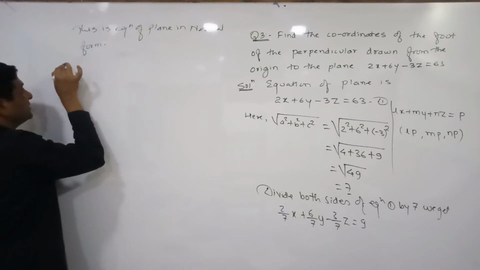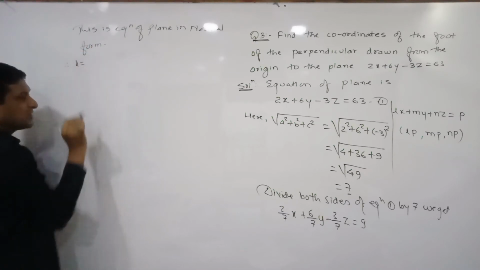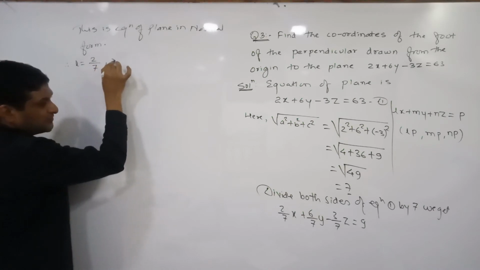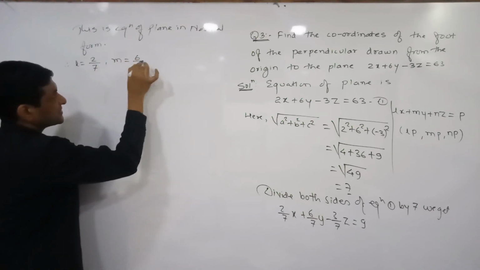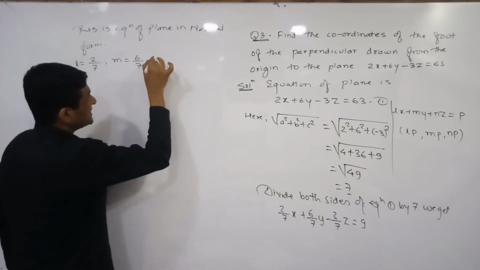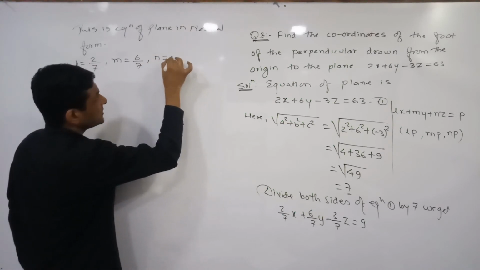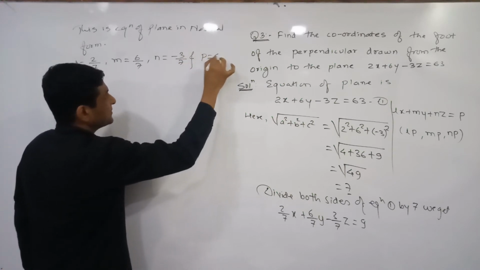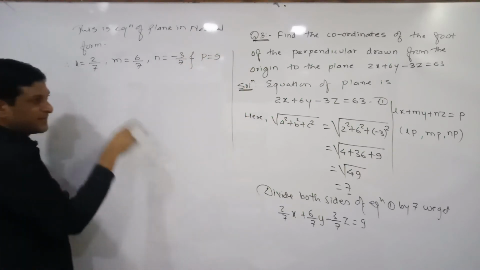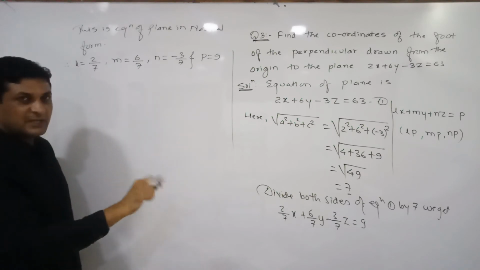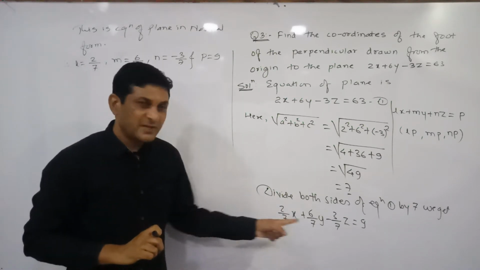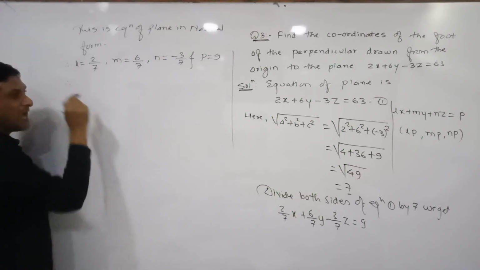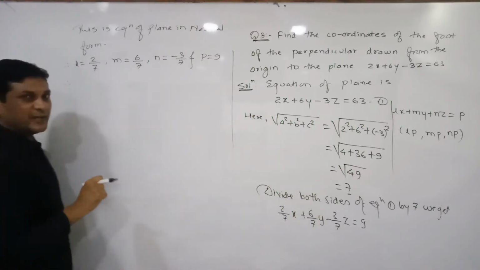Once the equation in normal form is known to us, the coefficient of x is L, which is 2 by 7, the coefficient of y is M, which is 6 by 7, the coefficient of z is N, which is minus 3 by 7, and P is equal to 9. All these values we are getting from the equation of this plane, where the equation is in normal form. Once these values are known to us, applying that formula, we are able to find the coordinates of the foot of perpendicular.